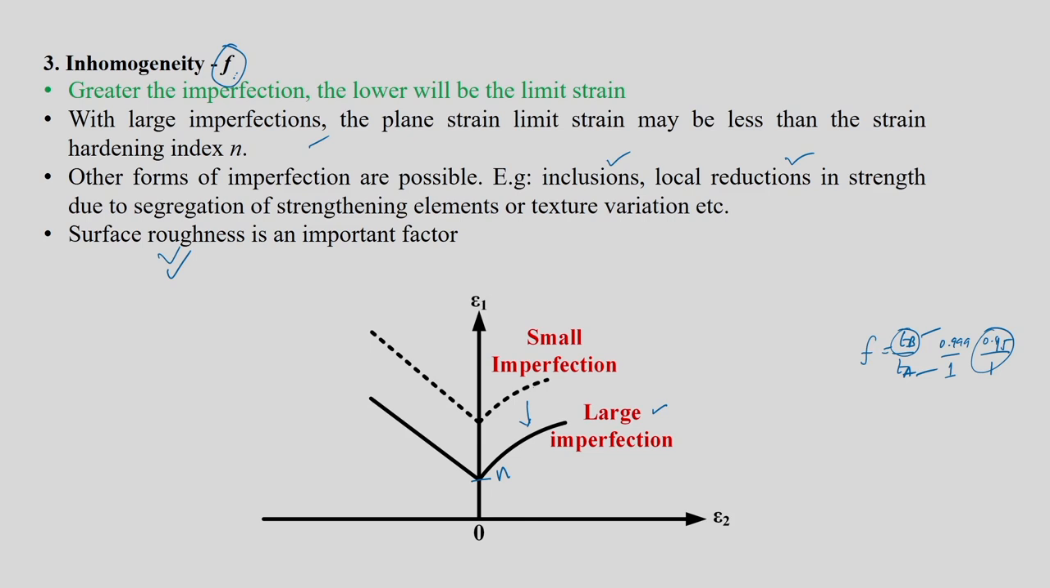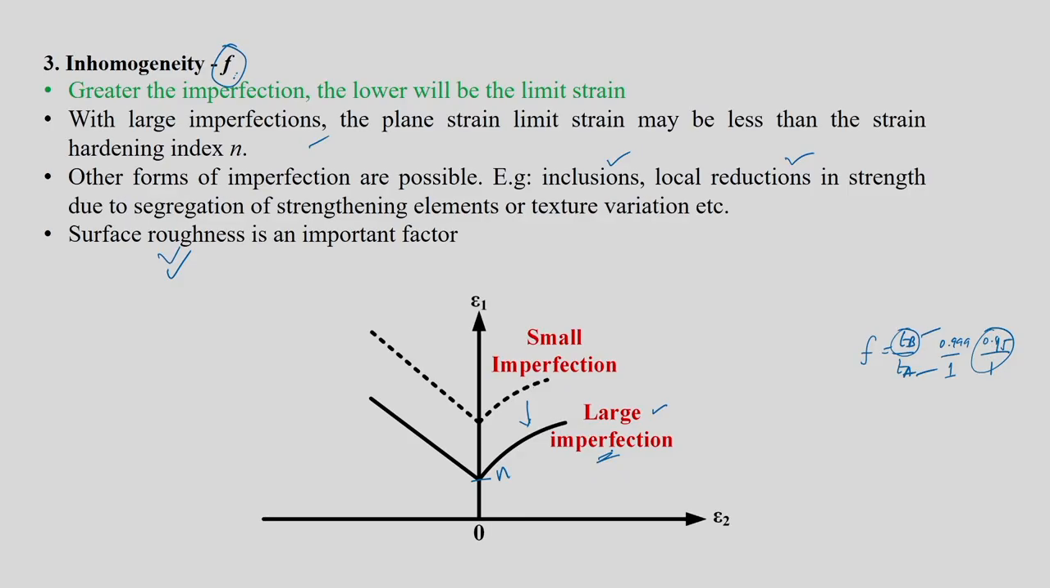Okay, then that means at that location imperfection could be huge, could be severe. Which means that that type of material may have less formability because of the presence of large imperfections. But we should understand one particular fact: these geometric and structural changes are actually gradually available in the material.